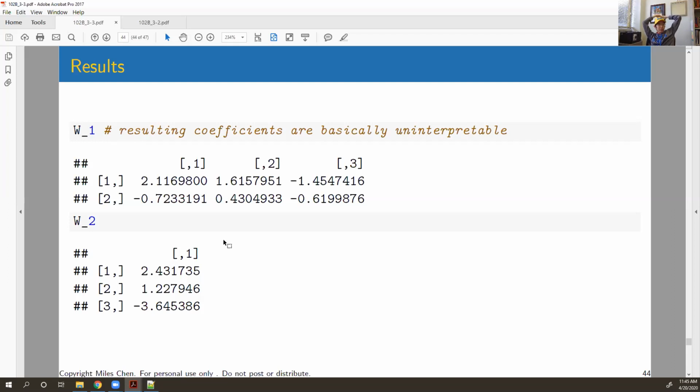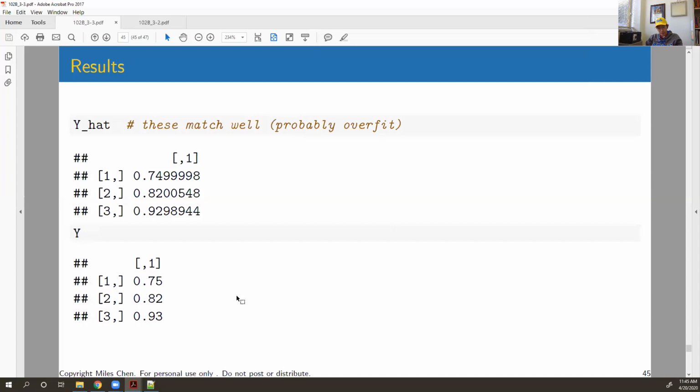I have no idea what any of these things mean. Unlike linear regression, where the slopes actually have meaning, here these W weight values don't have meaning. But we look at how well we predicted our values. Our target values are 0.75, 0.82, 0.93. And we predicted pretty close numbers: 0.749998, 0.8200548, 0.9298944. So our predictions are pretty close to the actual values.